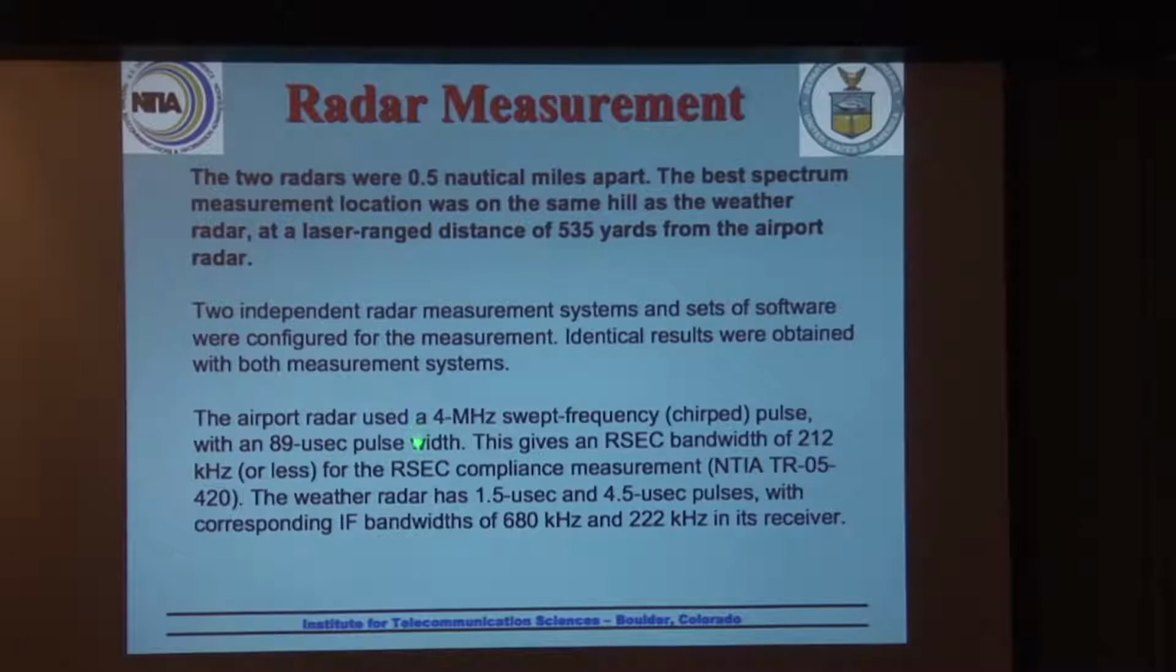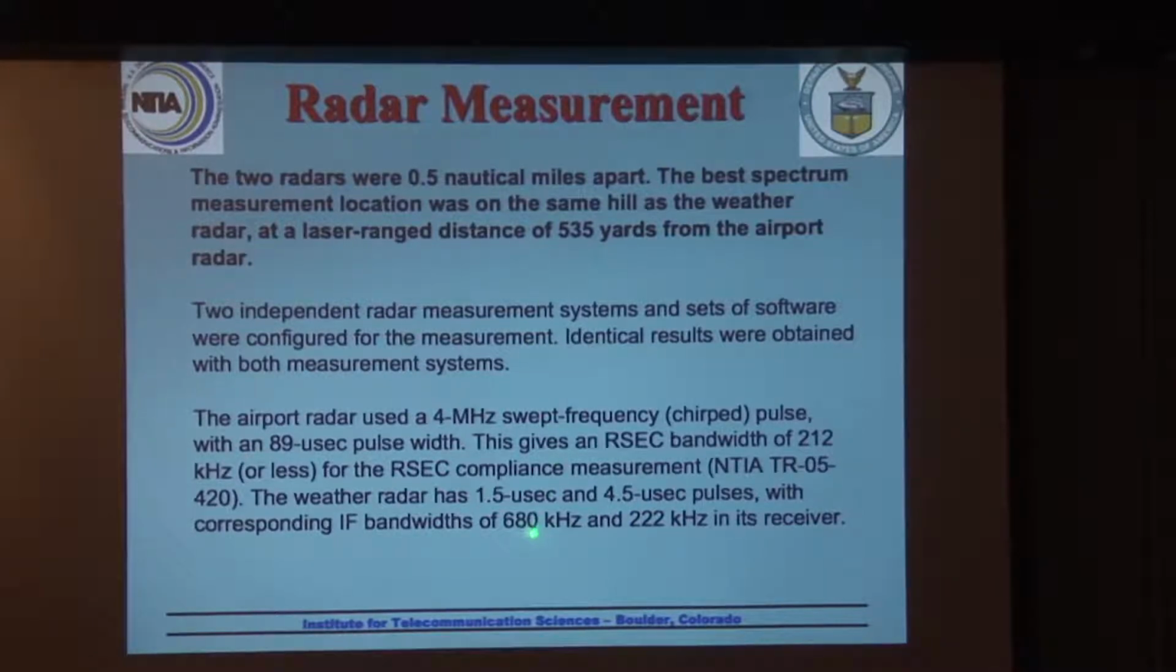The airport radar was using a 4 megahertz wide chirped pulse, swept frequency pulse, with an 89 microsecond pulse width, which was actually paired, as it turns out, with a second pulse. And if you go to report 05-420, the appropriate RSEC measurement bandwidth to use for that radar would be 212 kilohertz or less. Now, the weather radar transmitted two different pulse widths, 1.5 microseconds and 4.5 microseconds, which correspond to IF bandwidths that are 1 over those pulse widths, which are 680 kilohertz and 222 kilohertz.